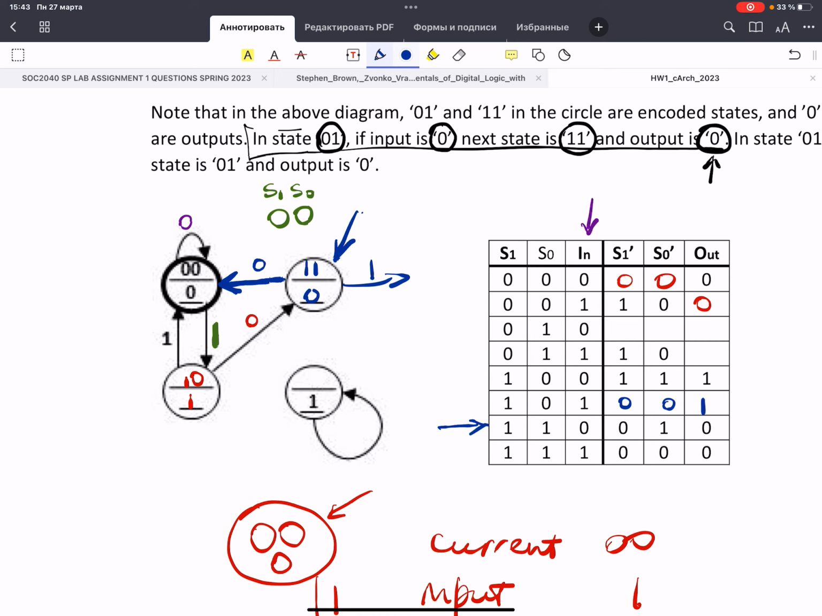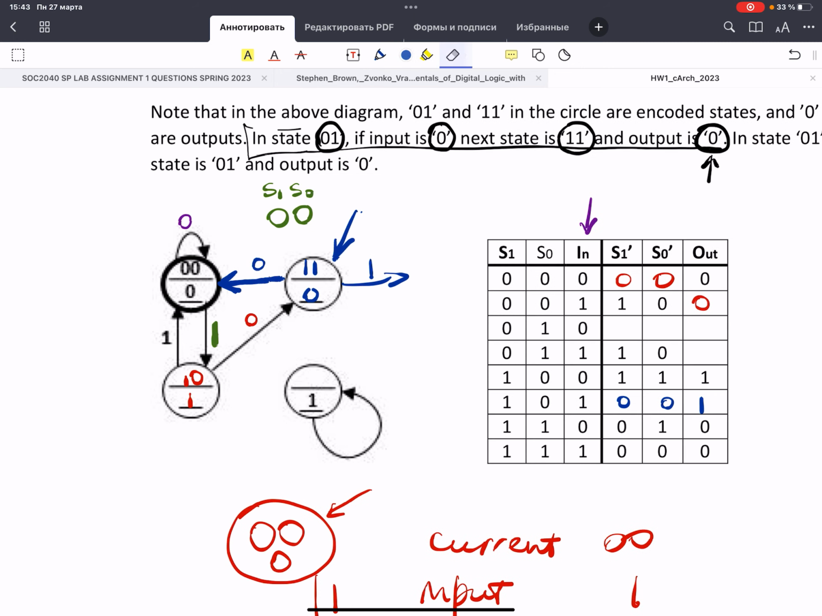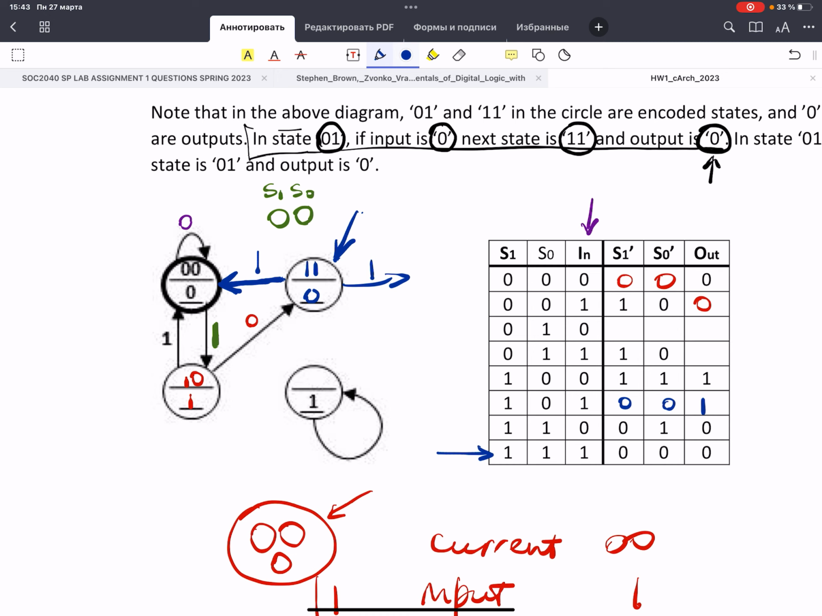It says that if the current state is 1-1, if input is, stop. Now I've made a mistake. Here it should be not 0 but 1. We analyzed this row, right? If input is 1, and the current state is 1-1, the next state is 0-0.